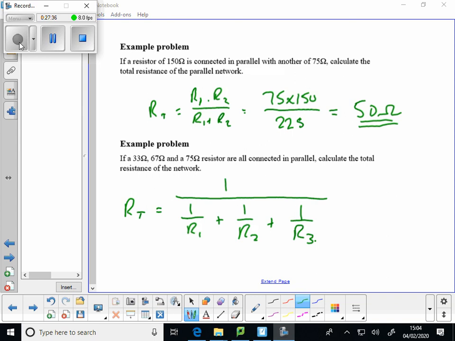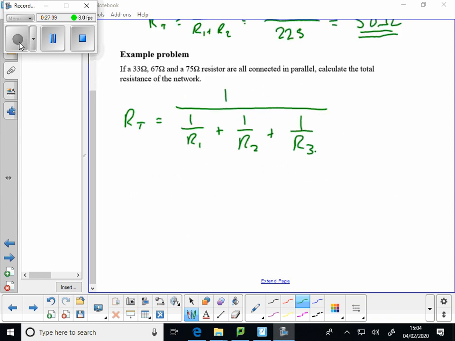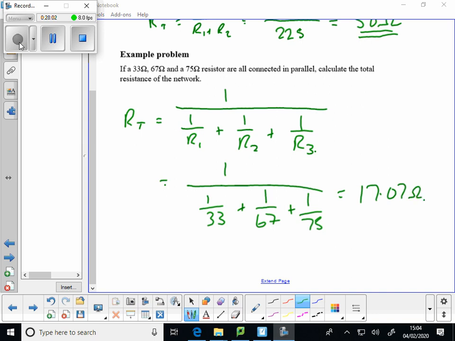Yes, so that's the formula. So we're 1 over, and that's 1 over 33 plus 1 over 67 plus 1 over 75. And the answer to that is 17.07 ohms. And again, that's lower than the smallest, which is 33. Okay, so that's series on its own, parallel on its own.